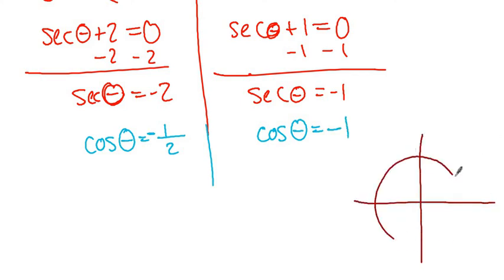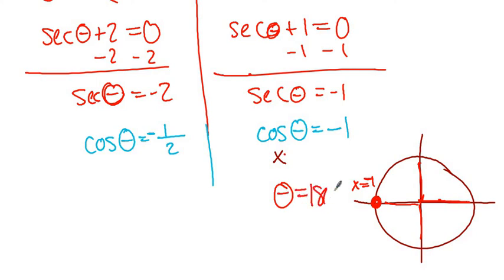Let's use a unit circle for the negative 1 part. Cosine is the x coordinate on the unit circle, and x is negative 1 right here. Unit circle means each of these radii are 1. Right here, x equals negative 1. How many degrees is that? It is at 180 degrees. So there's our first solution. 180, cosine of 180 is negative 1, and the secant of 180 is negative 1.